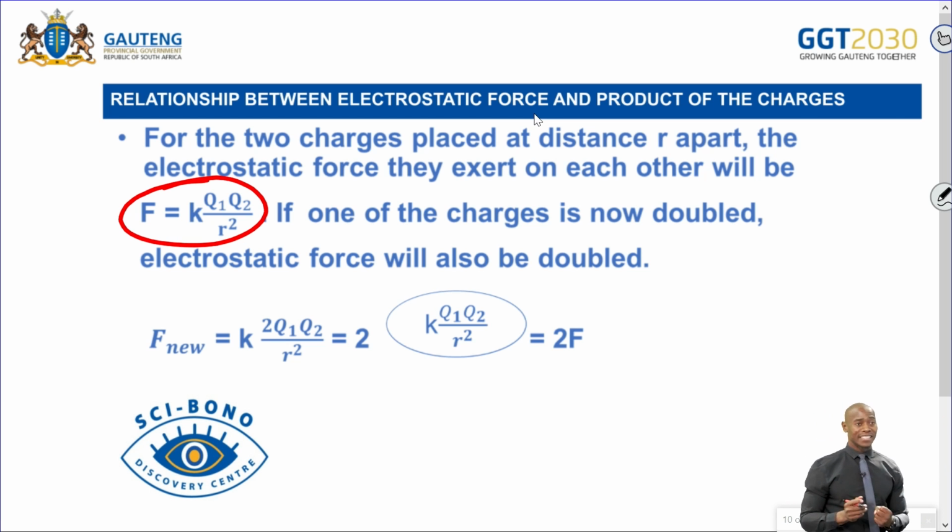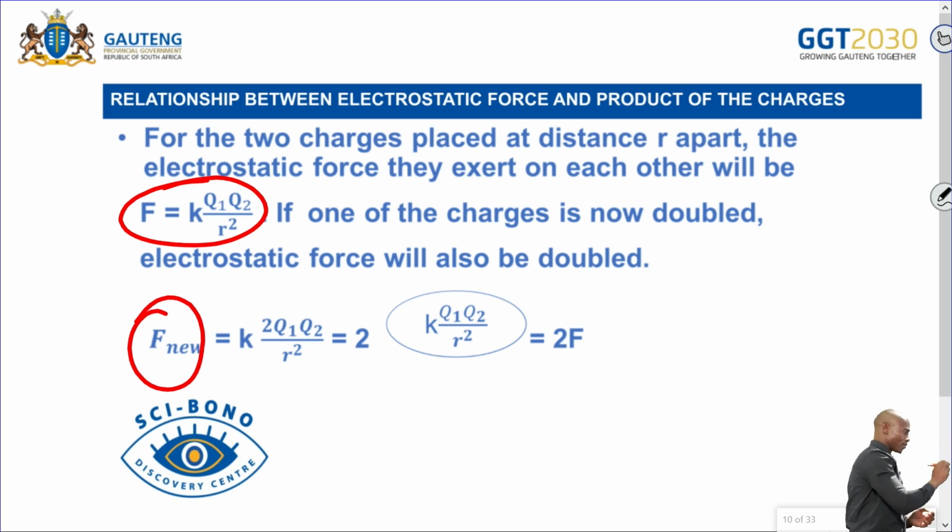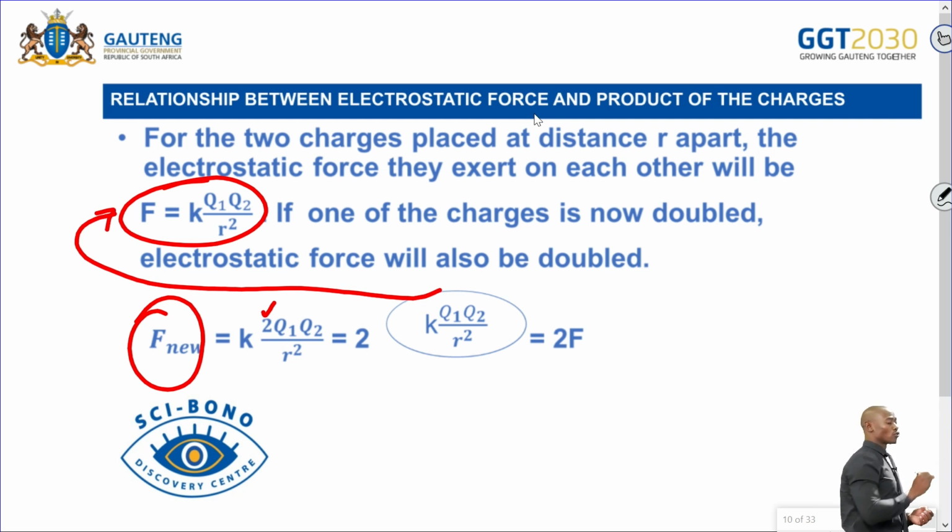Now one of the charges is doubled. Let's find the new force they exert on each other. It would be K, and one of the charges is doubled, that is why there's a 2 there, Q1 Q2 over R squared. This is the same as 2 K Q1 Q2 over R squared. So what is K Q1 Q2? K Q1 Q2 is F. That is why we are having twice F.